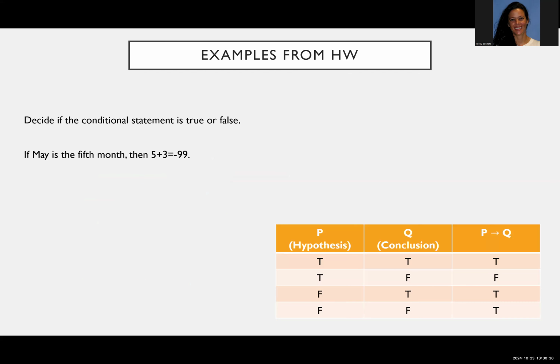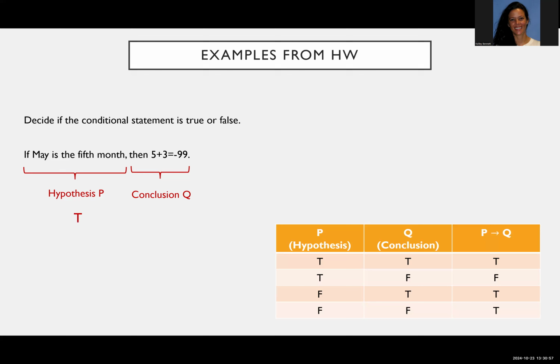All right, let's look at another one. If May is the 5th month, then 5 plus 3 equals negative 99. So we're going to break this down into hypothesis and conclusion. And you might be looking at this and you're like, well, May is the 5th month. But that last part, I don't think so. So here's our hypothesis P, May is the 5th month. And then our conclusion Q is 5 plus 3 equals negative 99. Hot tip, it does not.